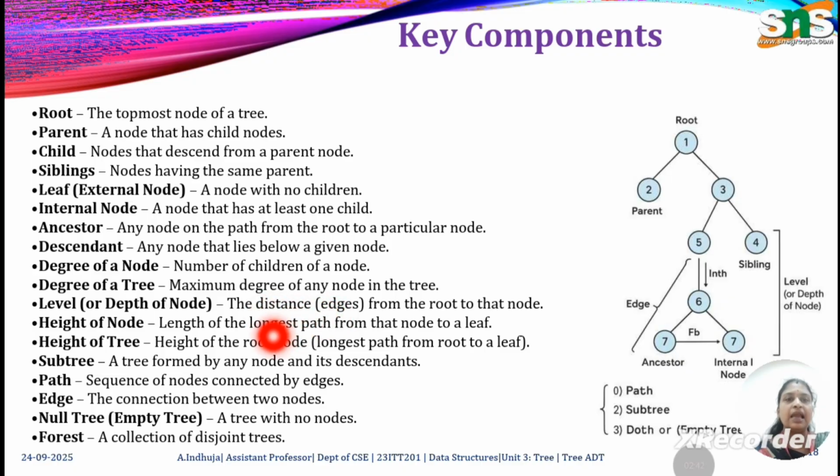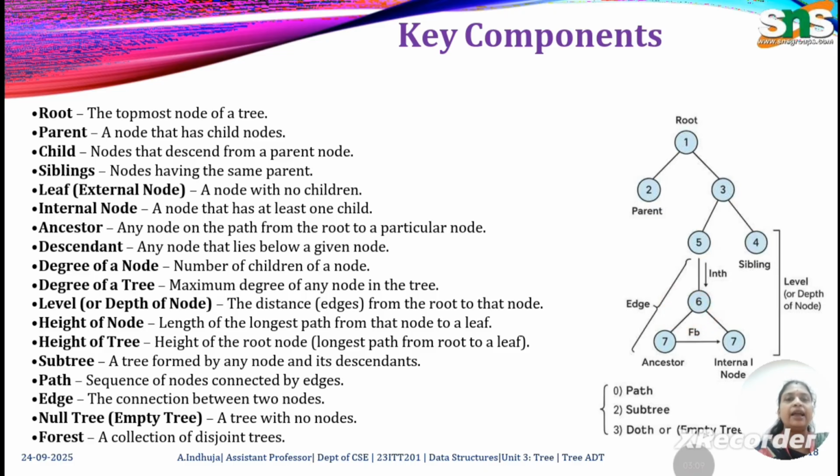What do you mean by level? It is the distance, or number of edges, from the root to that particular node. For example, if I consider 6, I count the number of edges from the root node to this node. You always have to start from the root node. I have to reach 6. So 1 to 3 is 1 edge, 3 to 5 is 1 edge, and 3 to 6 is again 1 edge. So totally 3 edges. So level is the distance from the root to that node.